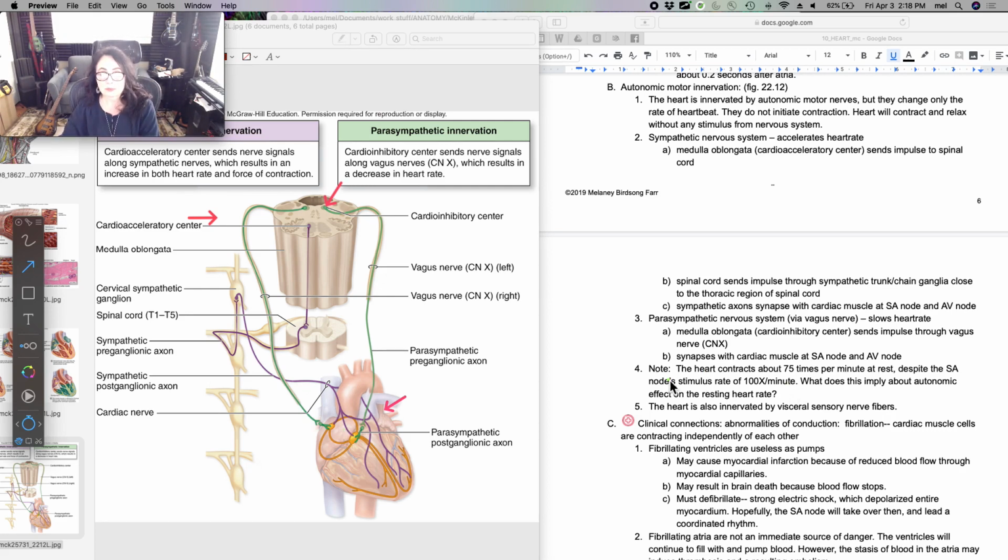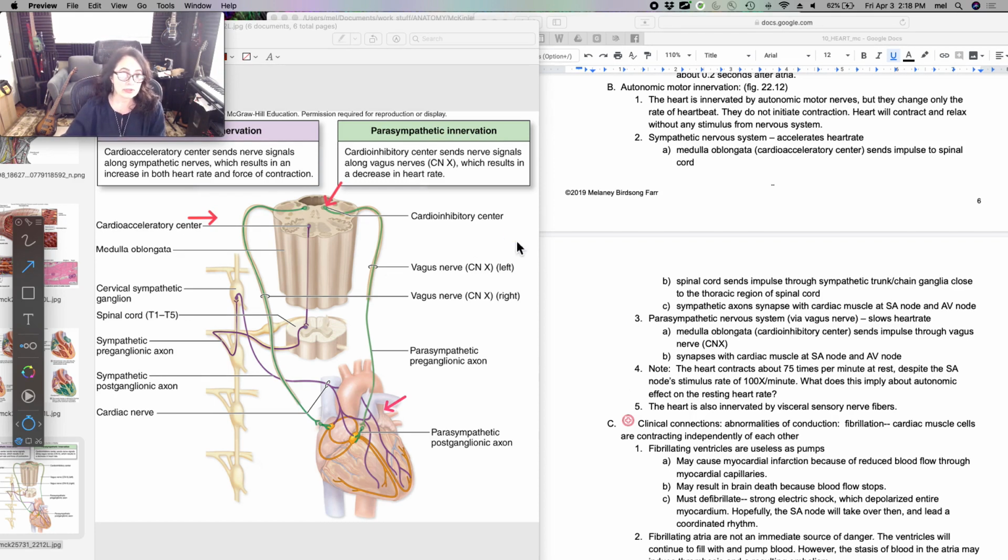So the question I ask here, the heart contracts about 75 times per minute at rest-ish, despite the fact that the SA node stimulus rate is about 100 times per minute. And I ask you, what does that imply about the autonomic effect on the resting heart rate? Which one, sympathetic or parasympathetic, is generally in control of your resting heart rate? And it's the parasympathetic nervous system.